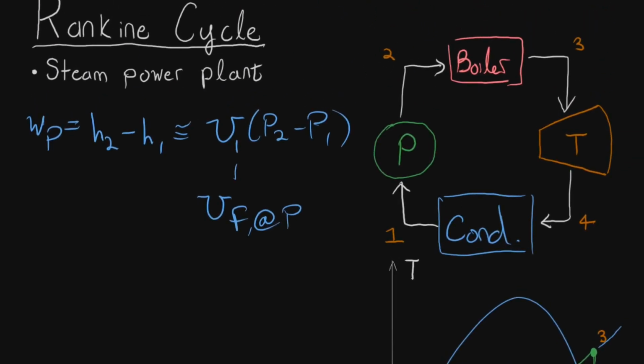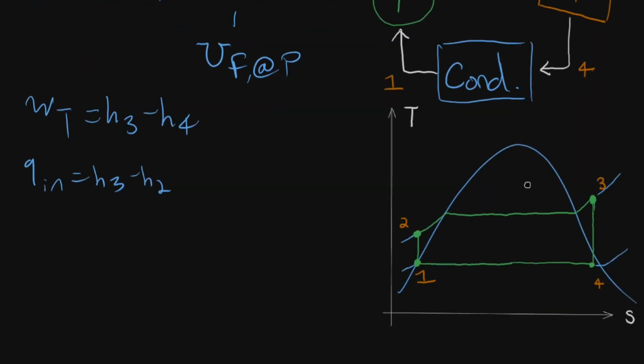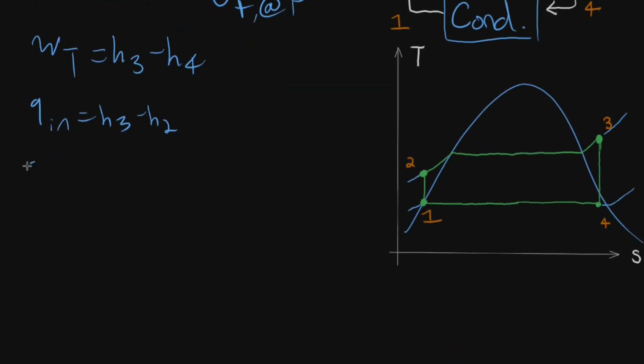The work output of the turbine is going to be equal to H3 minus H4. We cannot do the Cp delta T stuff because we're not looking at ideal gases anymore. We'd also have Q in and Q out, so Q in is H3 minus H2, and our Q out is going to be H4 minus H1.